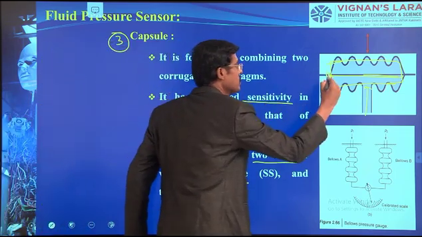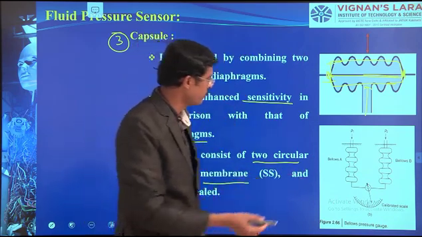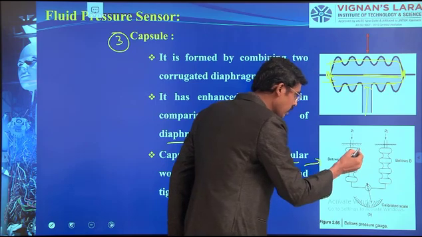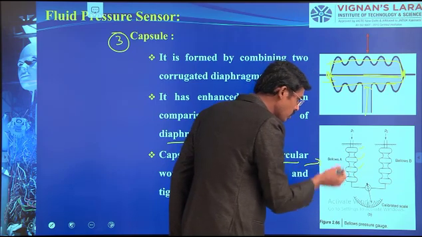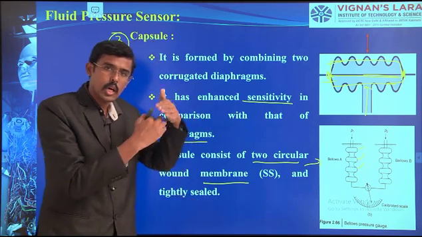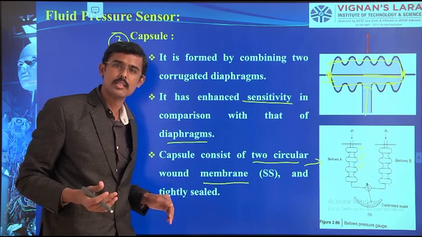Tightly it is sealed. So we can tell this is nothing but a bellows, but the next one we are going to see. Even though here one capsule is there, 1, 2, all together is called a stack of capsules. A stack of capsules is called bellows.